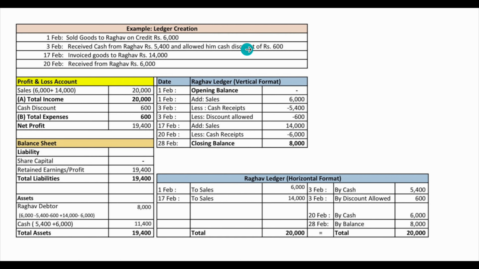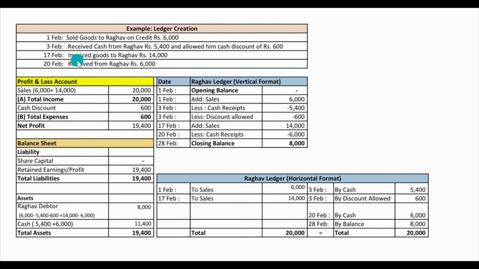Now allowed him cash discount of rupees 600. So debtor balance will reduce by rupees 600. At the same time, cash discount will be recorded in P&L as an expense of rupees 600, due to which your net profit and ultimately retained earning reduces. Thus the balance sheet liability side reduces and asset side reduces, and your balance sheet tallies.